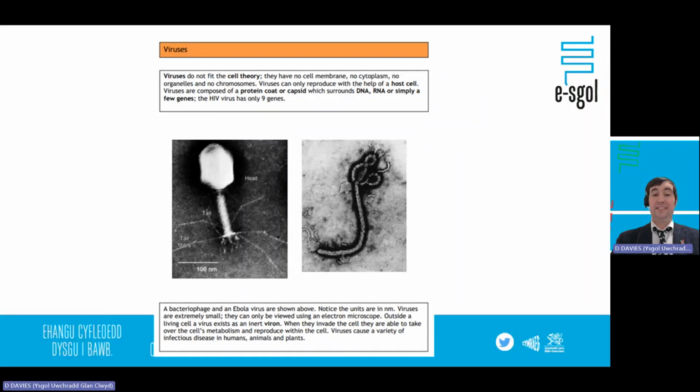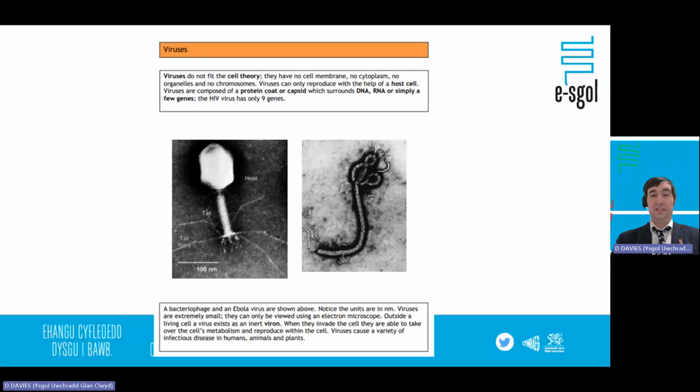Outside a living cell, a virus exists as an inert virion. So they basically put themselves into some sort of dormancy when they are outside a host cell, but when they get into a host cell, they will infect the host cell and use the cell's machinery to produce more of themselves. So they will produce more of their genes and protein codes using the cell's machinery, until that cell then bursts and then infects nearby cells.